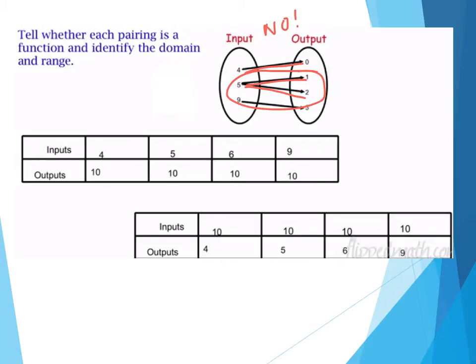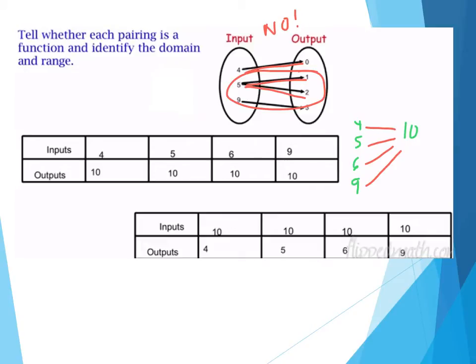Now, I'm going to draw this similar to the last example we did. Think of my inputs as 4, 5, 6, 9, and my outputs, notice all my outputs are 10. So if I draw a mapping diagram, 4 goes with 10, 5 goes with 10, 6 goes with 10, 9 goes with 10. Okay, now this one's a little tricky. Is this a function? What do you think?